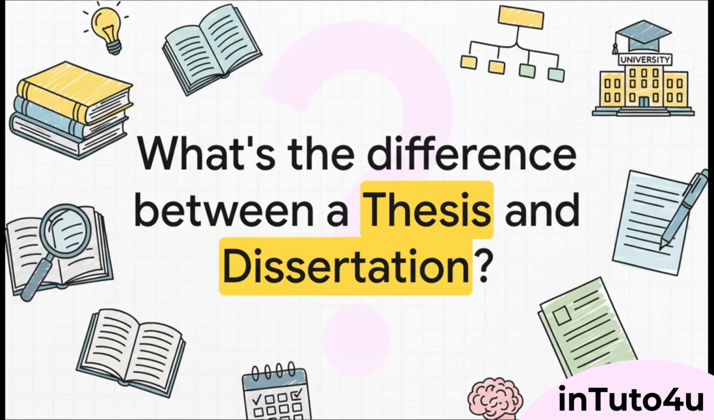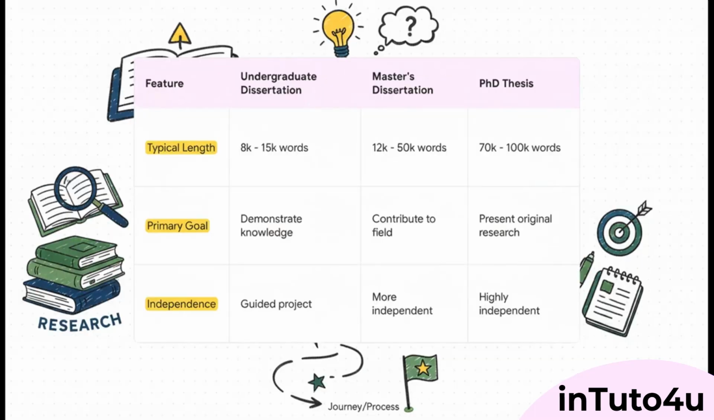Well, not quite. The real difference boils down to the size and the main goal of your project, and that's tied directly to what degree you're going for. Okay, check this out. This table breaks it all down so clearly. Just look at how everything scales up as you go from an undergrad paper to a master's, and then a PhD. The word count, the goal, your level of independence, it all grows. An undergrad project is about showing what you've learned. A master's asks you to add something to the conversation, but a PhD, that's about presenting truly original research. The big takeaway here is you have to know the expectations for your degree.